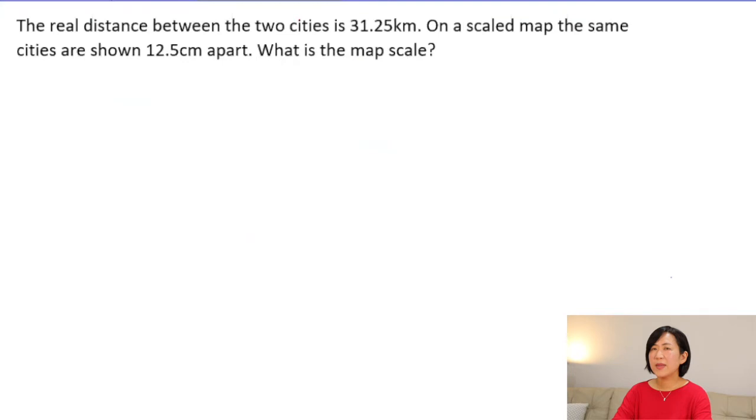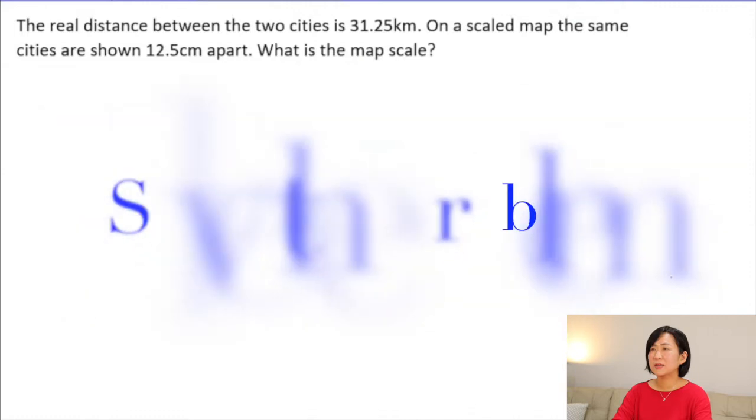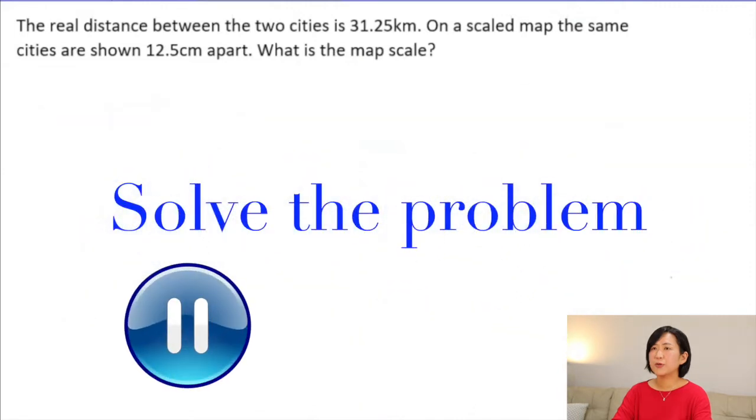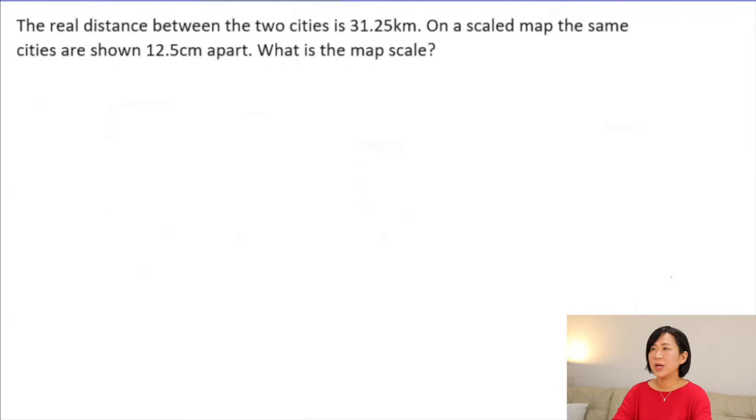So we've got another map scale question. The real distance between two cities is 31.25 kilometers. On a scaled map, the same cities are shown 12.5 centimeters apart. What is the map scale? So let's begin with our final goal. We are looking for the map scale. That is our goal, right? So we need to find the ratio.